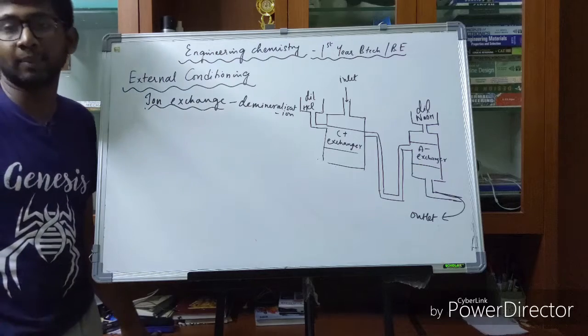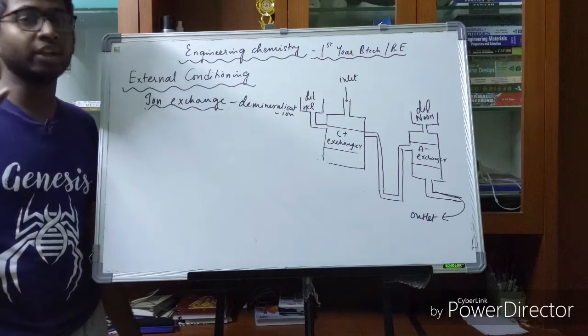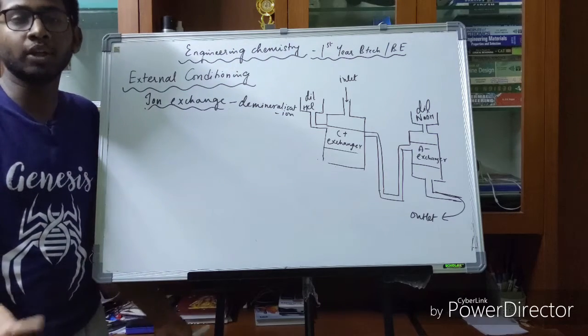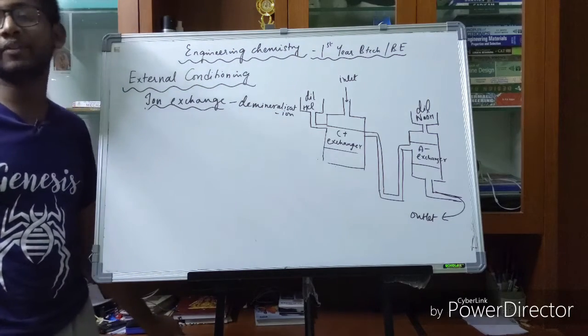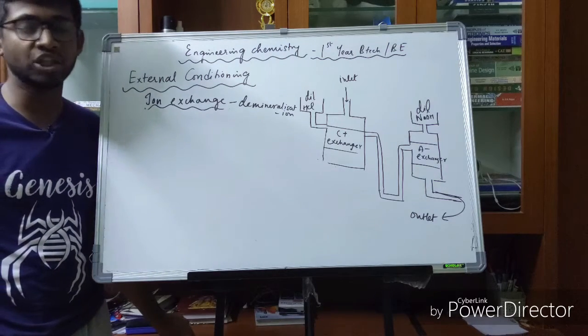So this is not affordable. If the water has iron and manganese, the water can't be treated. And then apart from that, turbid water also cannot be treated using the ion exchange process.